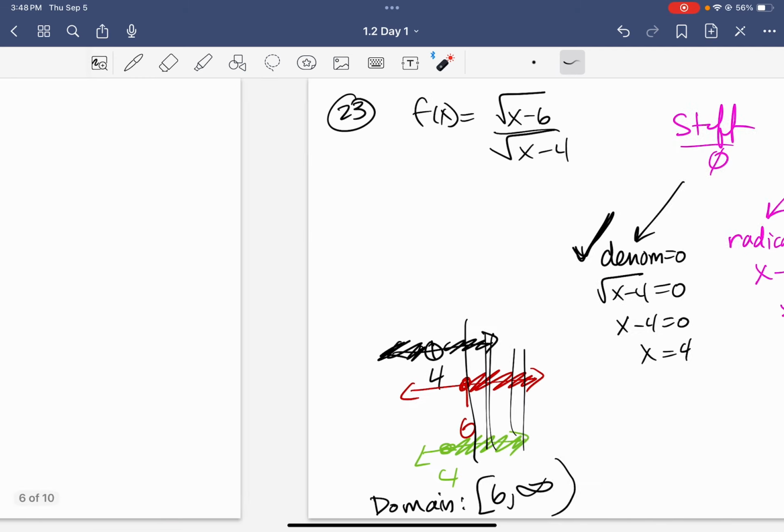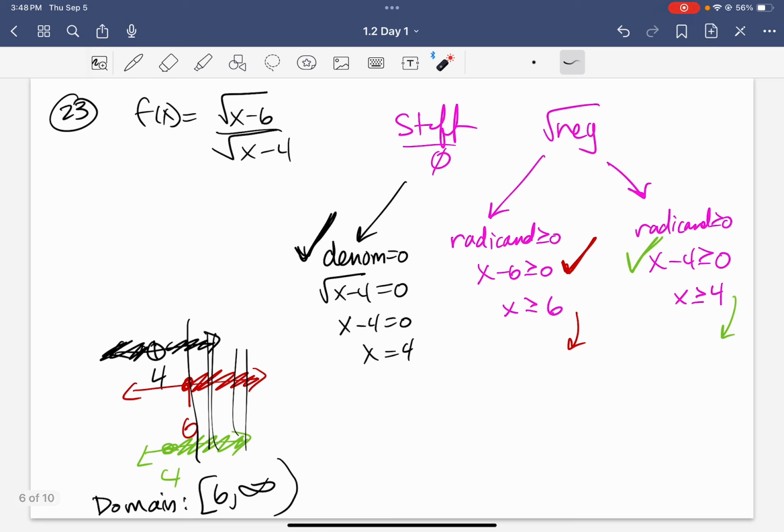23. Again, anytime we're working with domain on these easy functions, we worry about stuff over 0, square root of a negative, or an even root. So in this case, do we worry about stuff over 0? Well, yes, because we do have a fraction. And so that means stuff over 0, I'm going to set my denominator equal to 0. So I set the whole bottom equal to 0. And then I square both sides, and I get x is equal to 4 as a bad place.